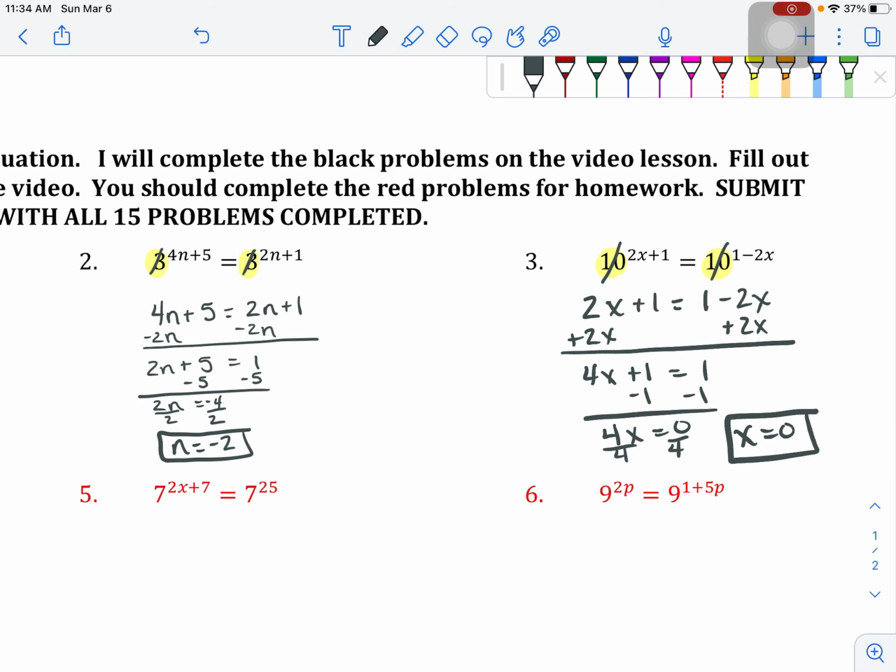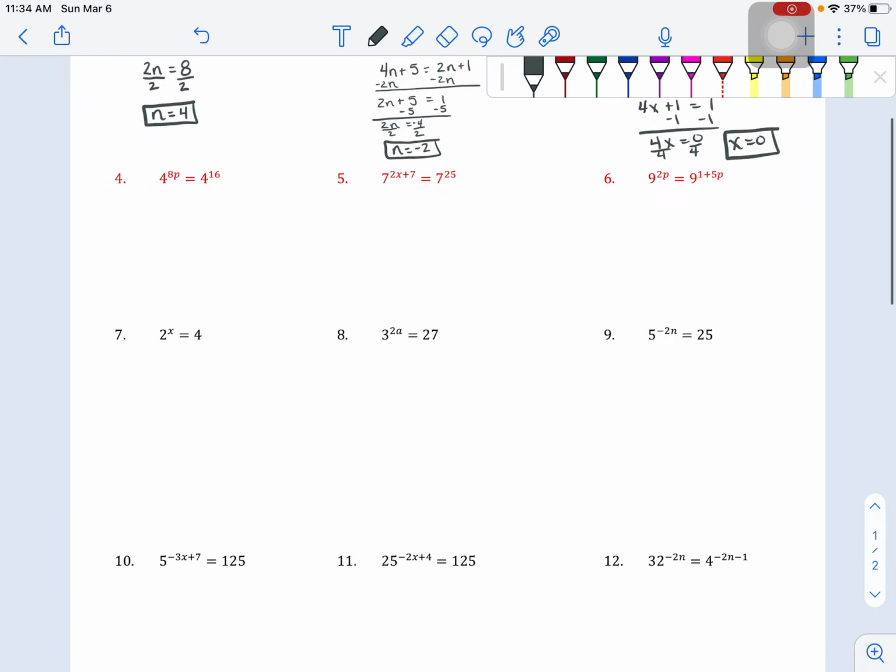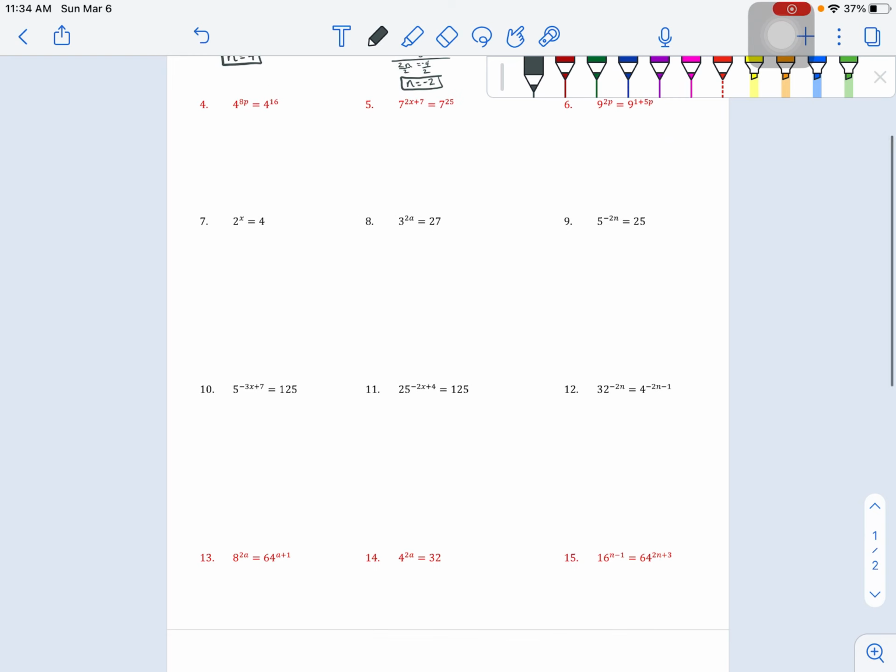Okay? Now, the red problems are for you to do for homework. So I did the 3 above, you do the 3 below. They're pretty identical to the ones I just did. Now I'm going to do, if you notice, 2 sets of rows, right? 7 through 12, and then you're going to just do 13, 14, 15.